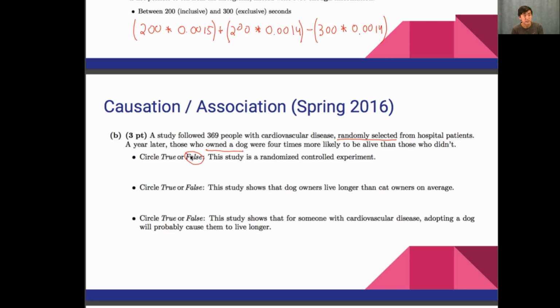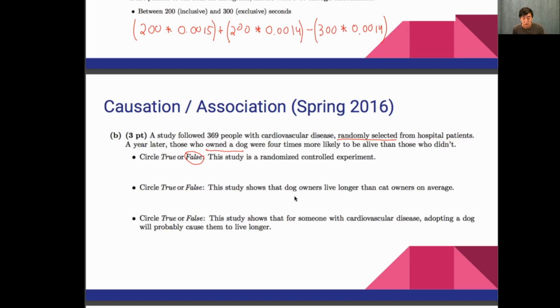And the reason it is not a randomized controlled experiment is because the study doesn't randomize every aspect of these observations' lives, right? We don't control who owns a dog and who doesn't own a dog, and make sure all aspects of their lives are the same in order to determine causality. So ultimately, this study is not a randomized controlled experiment because we don't decide who owns a dog or who doesn't. All we did was randomly select those hospital patients and then look at whether or not they had a dog. So randomly selected here is not enough to make it a randomized controlled experiment.